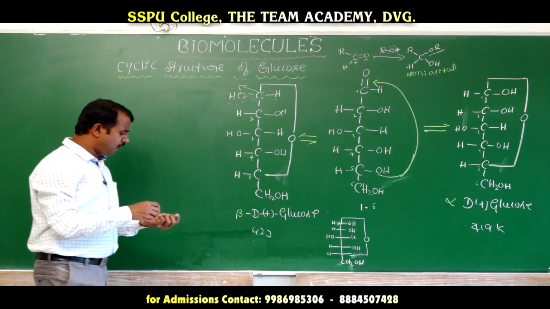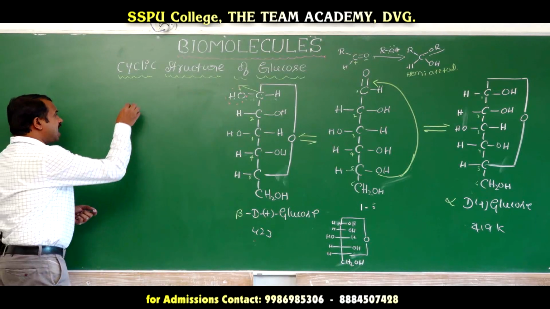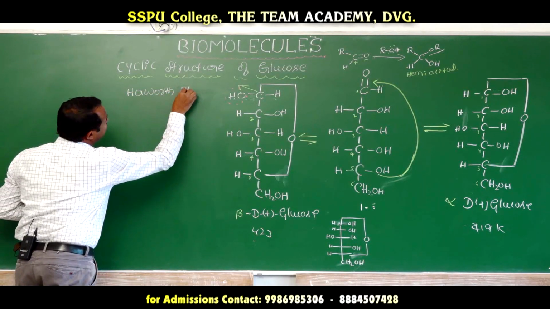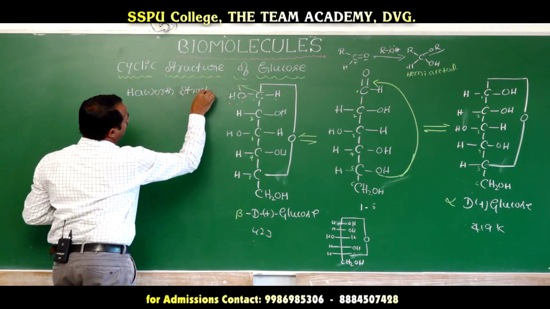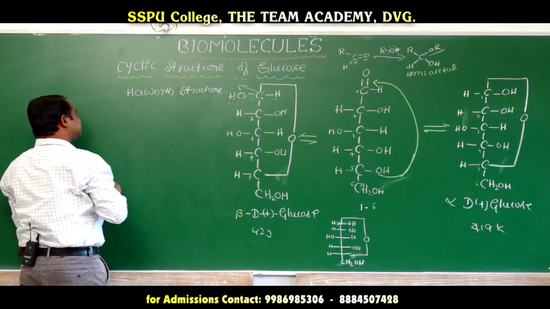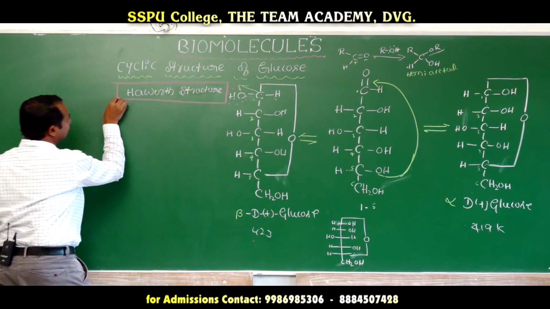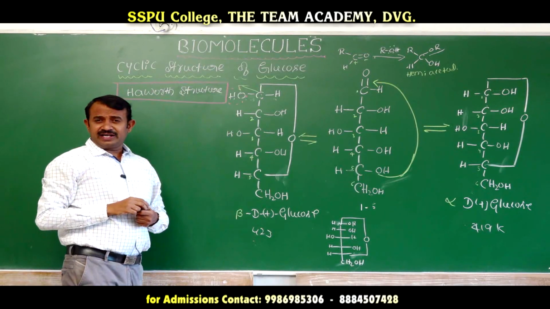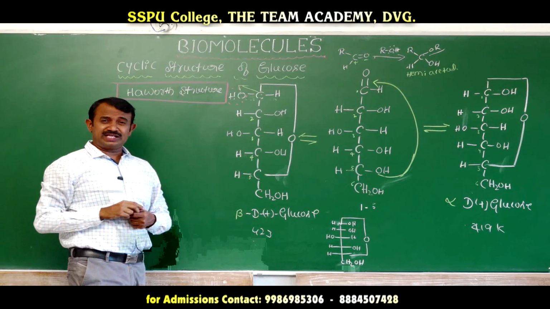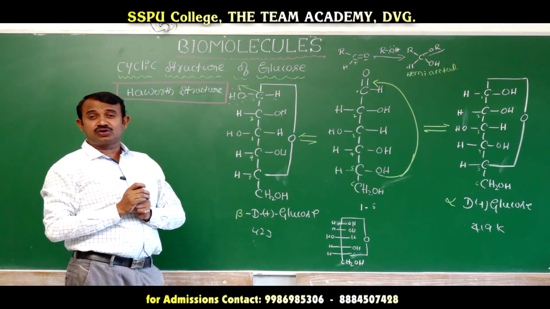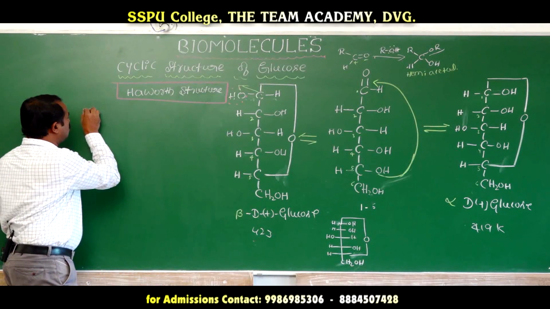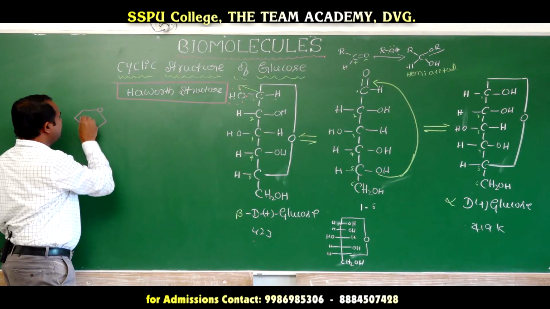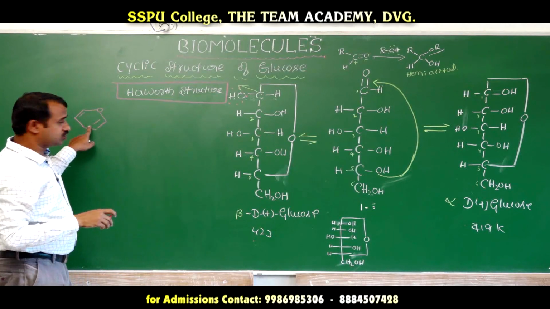Clear? Next we will go to the structure of glucose. This is our structure of glucose. We will take it as a pyranose. Pyranose is a 6-membered heterocyclic compound. This is a pyranose. This is the structure of pyranose.